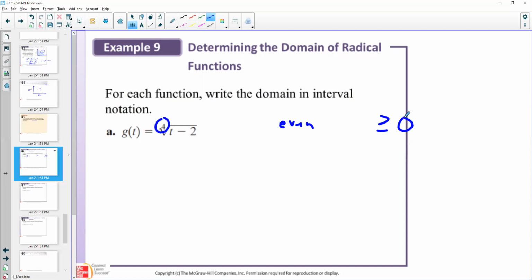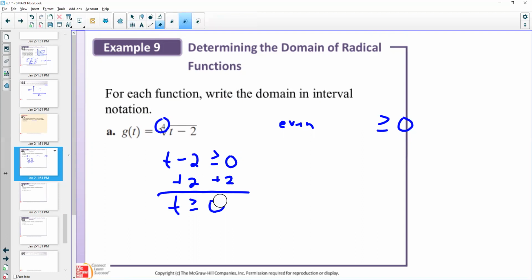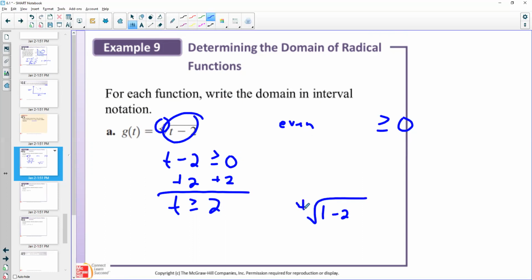So what I'm going to do is take whatever's under the square root and say t minus 2 has got to be greater than or equal to 0. So plus 2 to both sides: t has got to be greater than or equal to 2, which makes sense, because if I put in a 1 here, 1 minus 2, and I take the 4th root, that's not going to work very well, is it? I'm going to get a negative. I can't have a negative under an even root. That's not real. So we get problems.